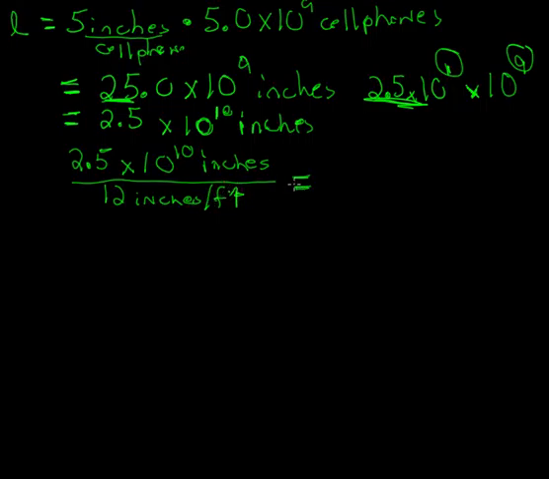And so running off to my trusty calculator here, I'm going to put in my 2.5 EE. Most calculators have a key for engineering notation, so it'll be EE. 2.5 EE 10 divided by 12. And I get a repeating fraction here: 2.08333 repeating times 10 to the ninth feet.